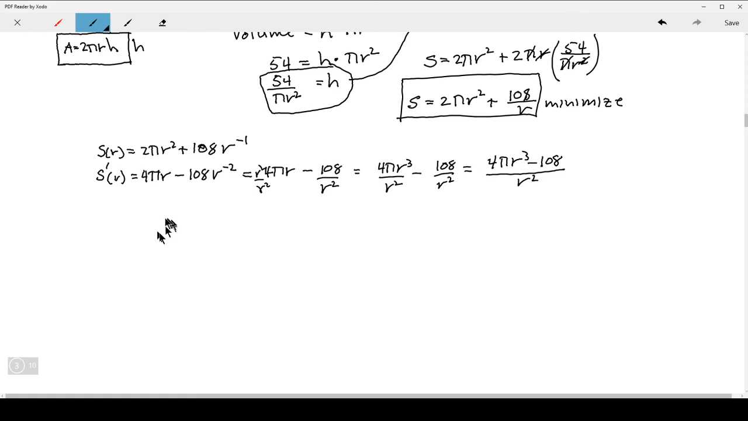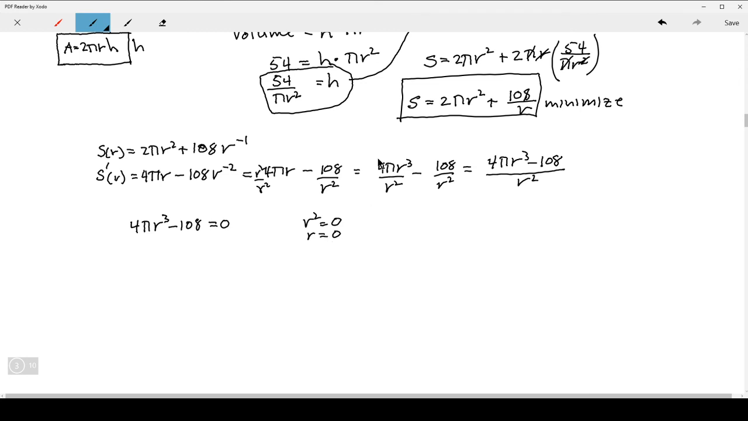Okay. All right, so I have that all put together. And now to find my critical values, I've got to check the numerator and denominator, just like always. So 4 pi r to the third minus 108 equals 0, and r squared equals 0. Let's deal with this one first. r squared equals 0 means r is equal to 0.